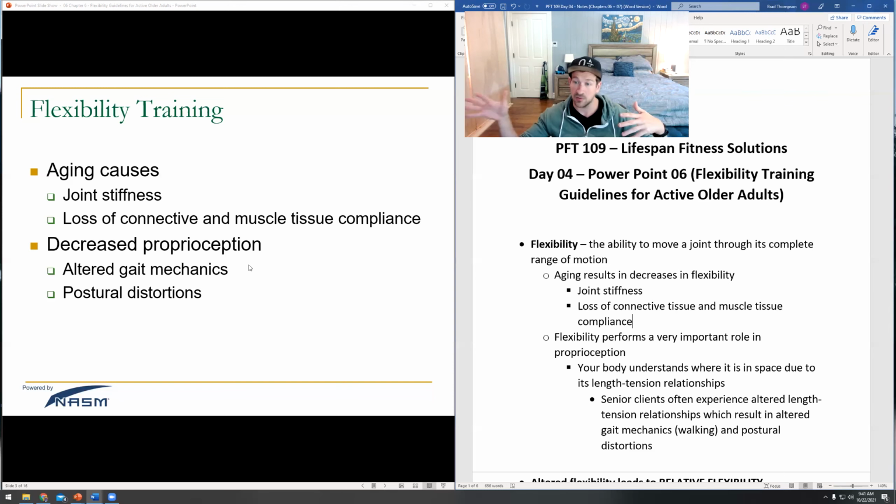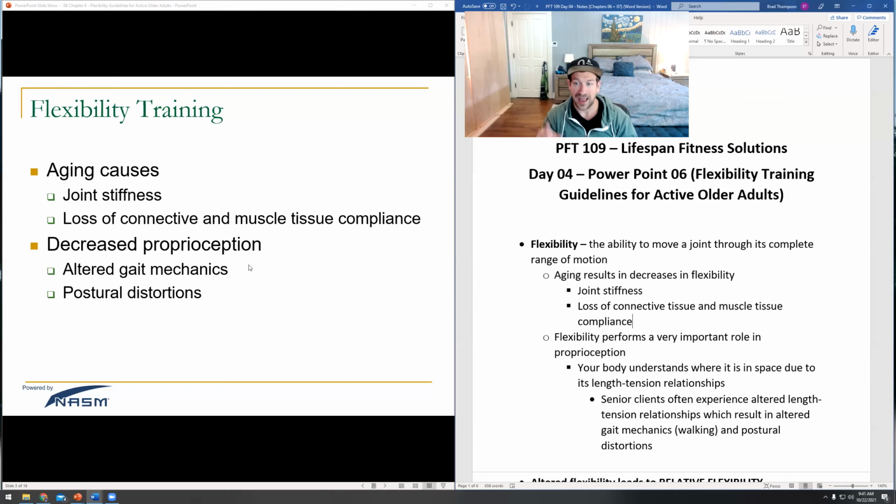Then there's also skin receptors. There's also joint receptors. There's all kinds of other sensory receptors as well. So all of that information is going into the brain, and it's how your brain is interpreting that it's moving through this world, right? That's really proprioception in a nutshell.